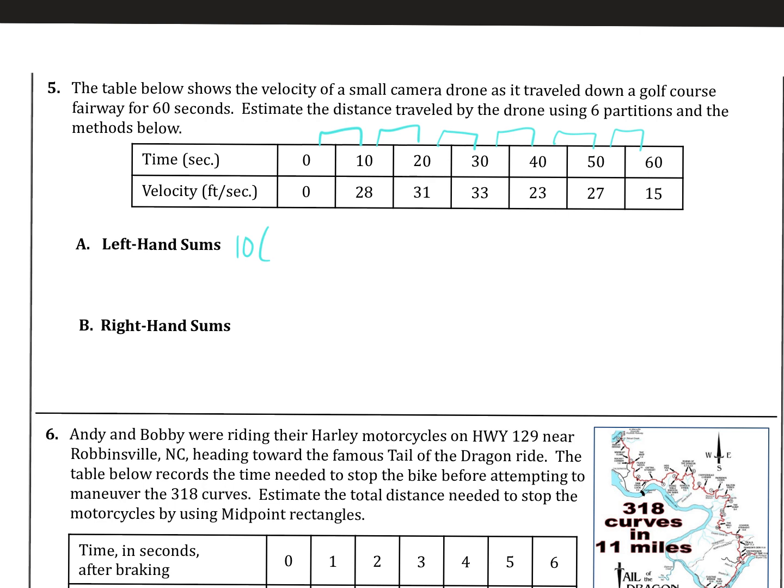So, starting on the left then for our first one, we would start at 0, right? So 0 would be our first rectangle, then 28 would be the second, 31 would be the third, 33, 23, and 27. Oh, I might have done this right. So then you get 10 times 142, which is 1420.